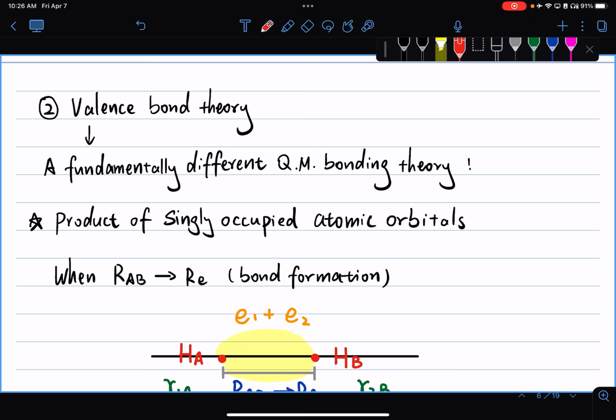Valence bond theory is a fundamentally different quantum mechanics bonding theory compared to LCAO-MO. They're both quantum mechanics, but in LCAO-MO, we're taking the addition or linear combination of your atomic orbitals. In valence bond theory, what we're talking about is a product of two different atomic orbitals. Since we're talking about a product, we're trying to use valence bond theory to mimic the electron density map. So it tells you a more localized picture of your chemical bond.